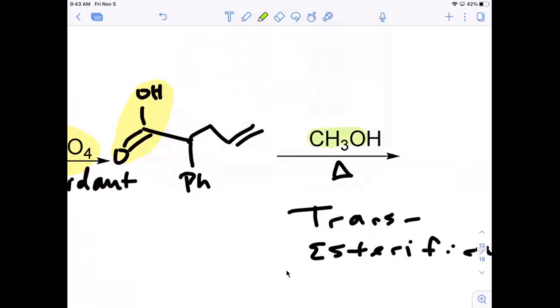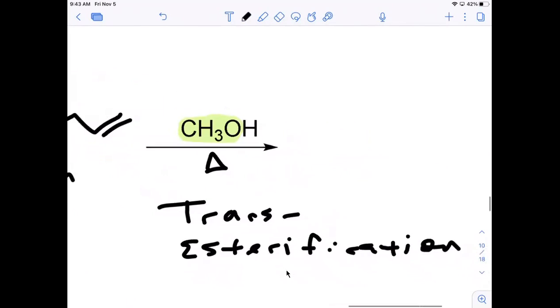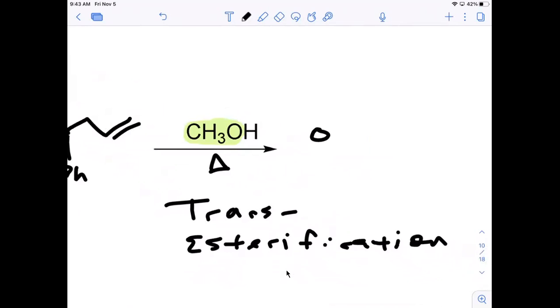Right, it's this alkoxy part of your alcohol. That's going to swap out with the hydroxyl group here. Even if you don't know the mechanism, you should be able to predict the product based on the reagents. If you take a carboxylic acid and heat it up with an alcohol, any alcohol, you're going to get an ester.